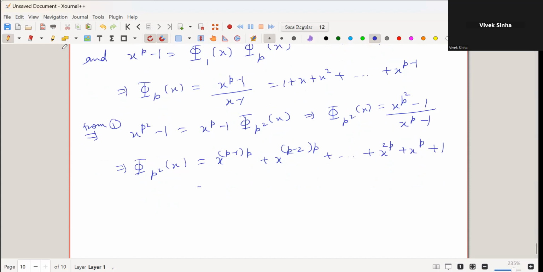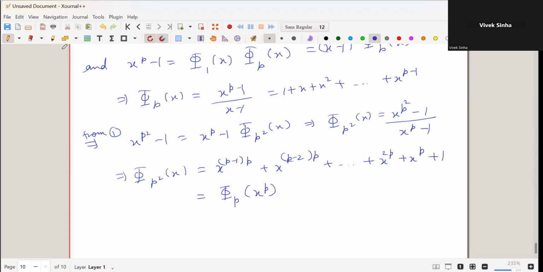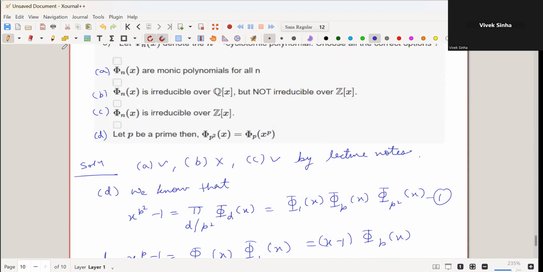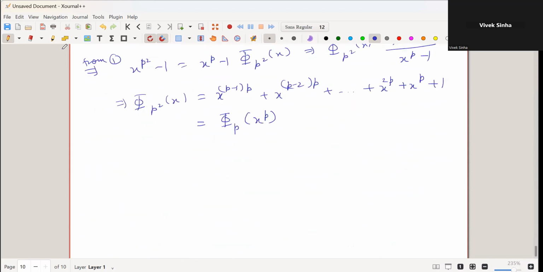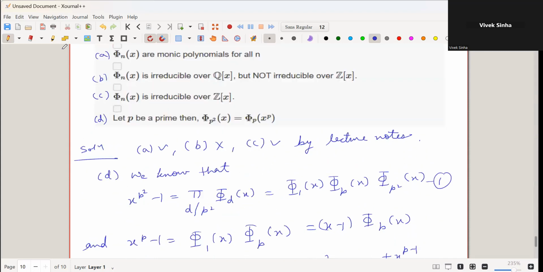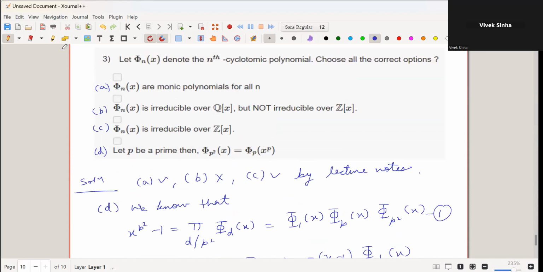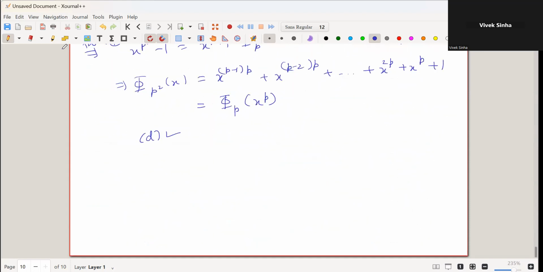And this is same as if you replace x by x^p here, right? So this is nothing but the cyclotomic polynomial of p, replacing x by x^p. That's what we are supposed to see. So D option is also correct, right? So that's the third question. I hope that is clear, and then we can move to the fourth one.